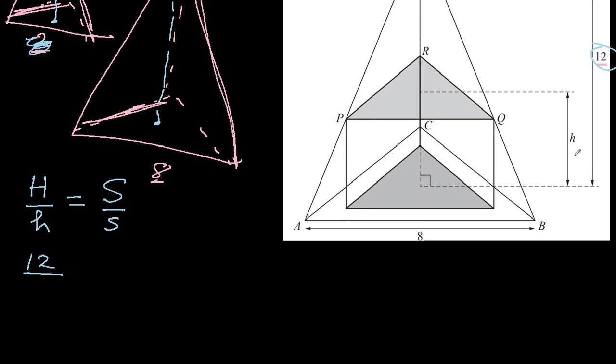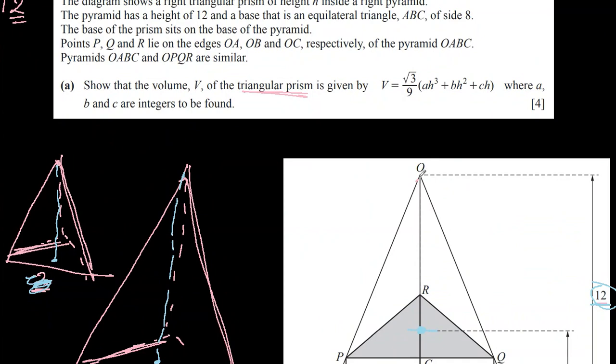Height of the smaller pyramid will be 12, the height of the big pyramid, minus the height of the prism, because this is the height ending here at this point, okay? And the height from here to here is h. So the height of the smaller pyramid is 12 minus h. Let me show you on the drawing. This is the height, O and this center of the triangle. This is the height of the smaller pyramid, okay?